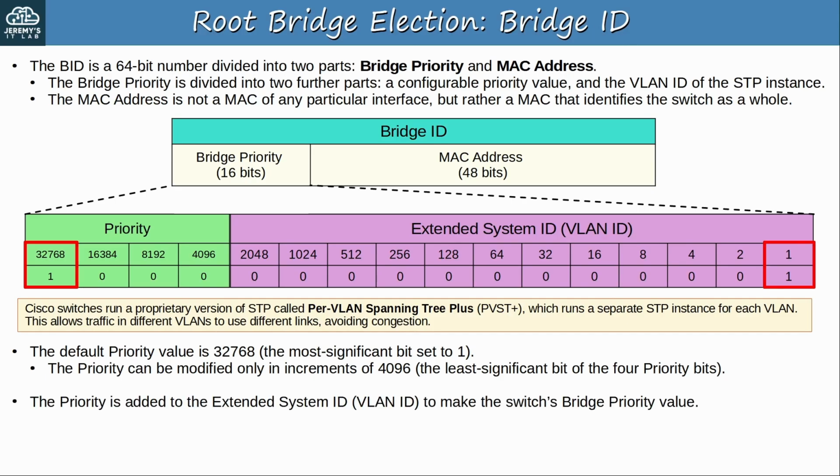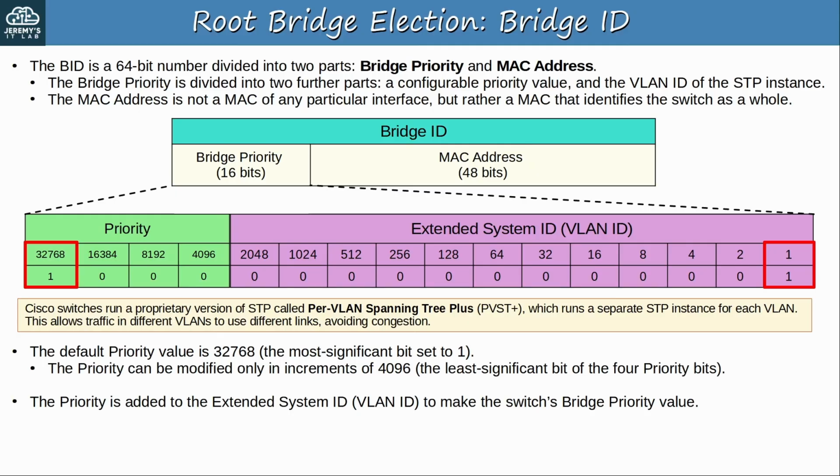Then, the extended system ID, the VLAN ID, is added to the priority value to make the switch's total bridge priority. So, by default, a switch's bridge priority in VLAN 1 will be 32769, 32768 plus 1.